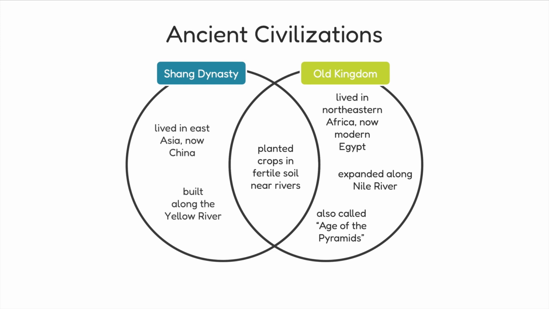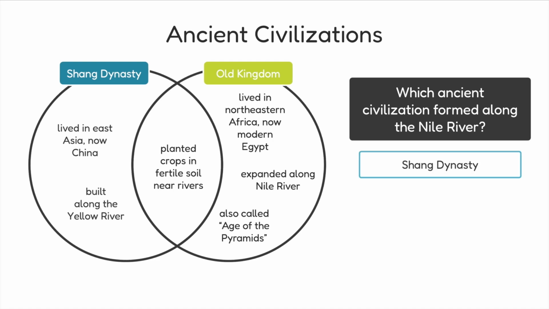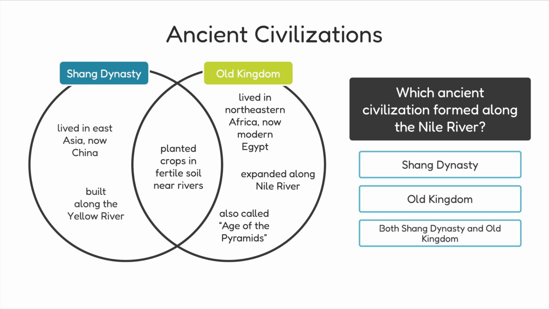We need to use this Venn diagram to answer the question, which ancient civilization formed along the Nile River? Was it the Shang dynasty, the Old Kingdom, or both the Shang dynasty and the Old Kingdom? Well, first, let's look at the Shang dynasty side. We see that its people lived in East Asia in the area that's now China, and that they built cities along the Yellow River.